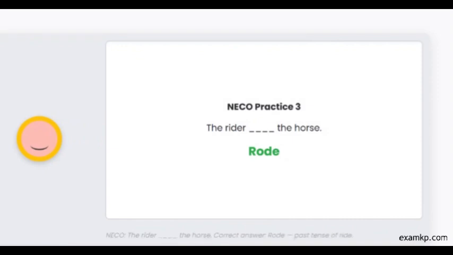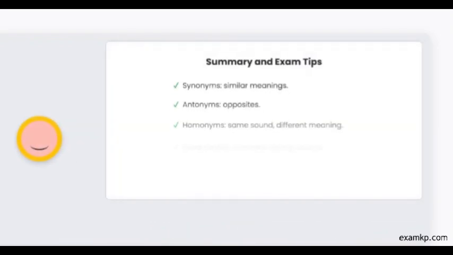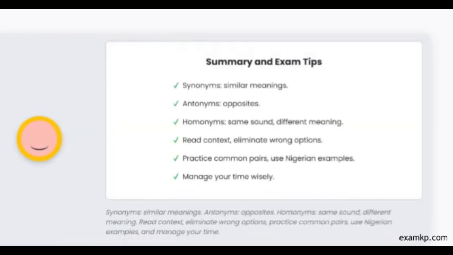Question 3. The rider rode the horse. A. Rode. B. Rode. Rode is the past tense of ride. Correct answer B. Rode. All right, let's wrap up what we've learned today.